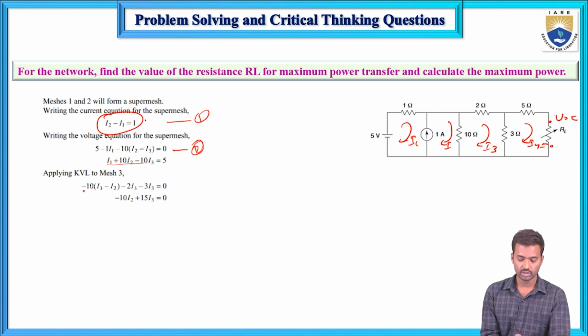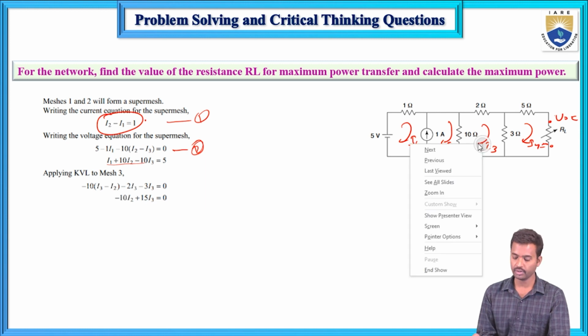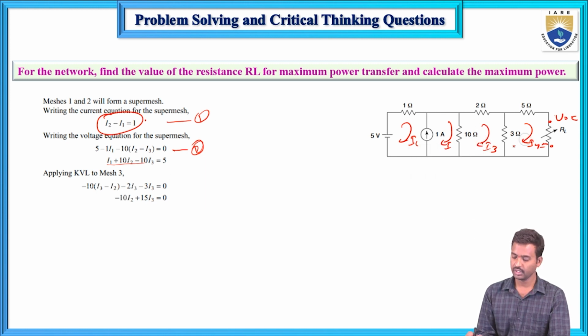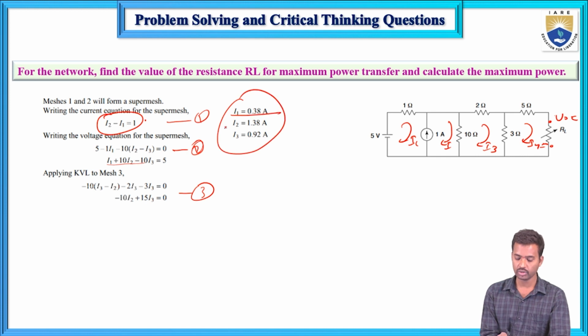In mesh 3, minus 10 into I3 minus I2, and 2 into I3, and 3 into I3. Thus the equation is minus 10 I2 plus 15 I3 equals 0. So now if you solve these three equations, you will get I1 equals I2 equals I3. So this I4 is 0.